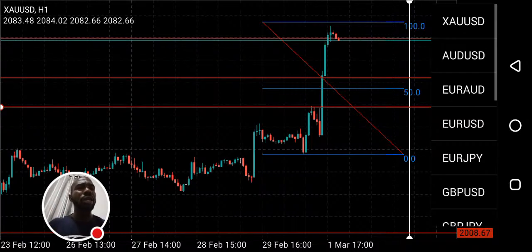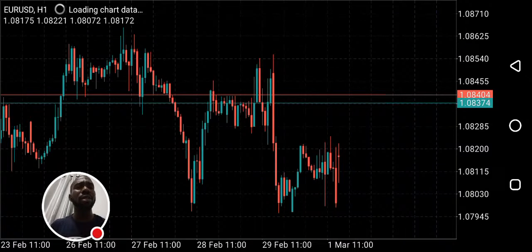Okay, let's look at Euro USD. As you know, Euro USD is positively correlated with GBP USD. And if we go to the charts, you would see that the pattern we have on Euro USD is similar to what we have on GBP USD charts. Let's go to Euro USD.